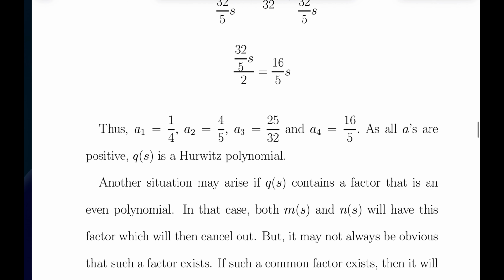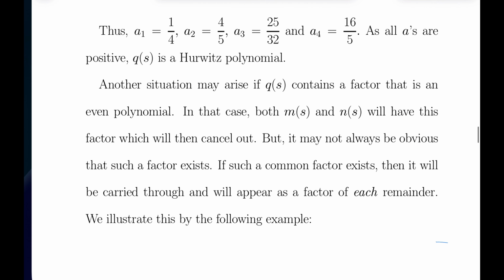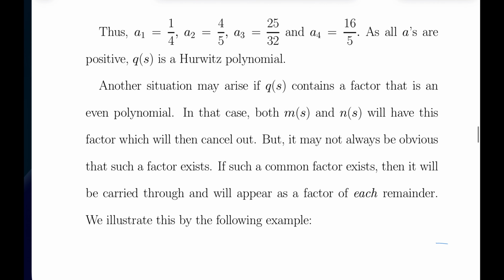So another situation may arise if QS contains a factor that is an even polynomial. In that case, both MS and NS will have this factor, which will then cancel out. But it may not always be obvious that such a factor exists. If such a common factor exists, then it will be carried through and will appear as a factor of each remainder. We will state this by the following example.